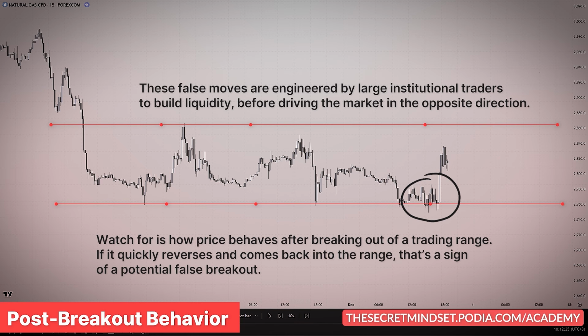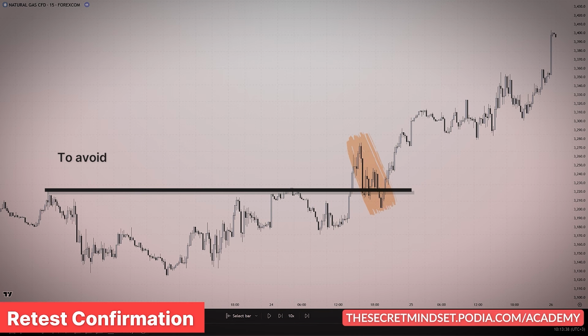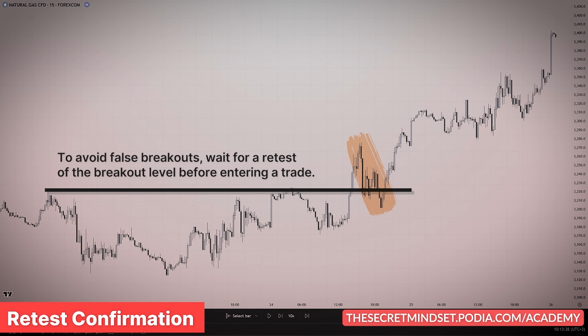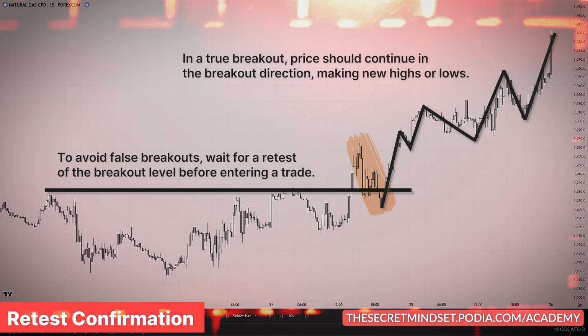Often, these false moves are engineered by large institutional traders to build liquidity before driving the market in the opposite direction. To avoid getting caught in these traps, it's wise to wait for a retest of the breakout level before entering a trade. Look for price to hold outside the breakout level on the retest. In a true breakout, price should continue in the breakout direction, making new highs or lows.